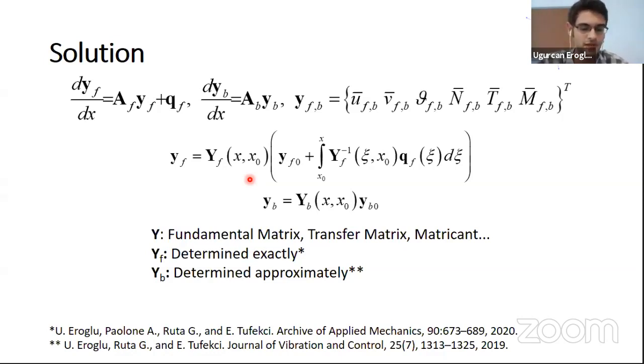The solution to both are known in terms of a matrix called fundamental matrix or transfer matrix or matricant, whatever you may want to call it. It can be written by means of the matrix capital Y, let us say. For fundamental path Y of F, we can determine this fundamental matrix exactly, but for bifurcated path, we make use of some approximate solution technique which uses Peano's series expansion, and this procedure leads to a modified version of Volterra's multiplicative integral.